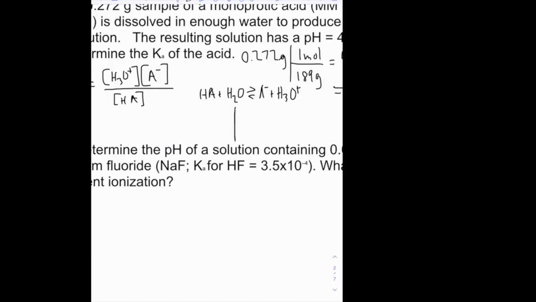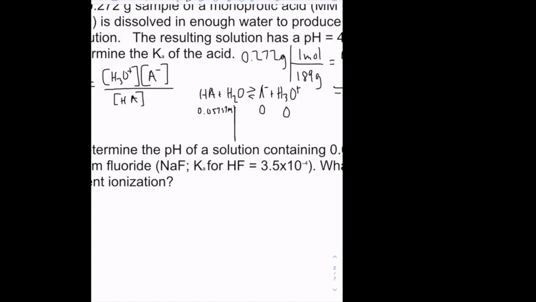H2O, remember, you don't count because it's a liquid. I forgot to put the states of matter, but the rest of these three are all aqueous. So looking at HA then, we started off with 0.05757 molar. In any acid-base reaction like this that doesn't specify, you can assume that the A minus and H3O plus concentrations are 0. So I'm just going to plug in 0 for both of those.